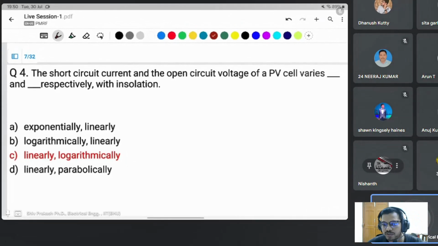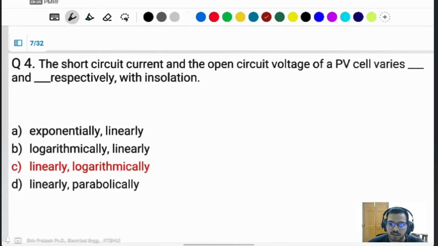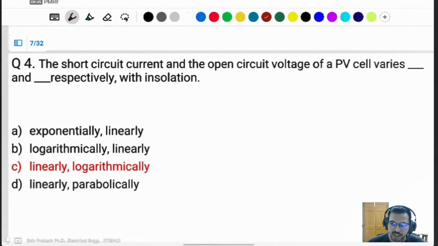However, some doubts remain. STC stands for standard test conditions, meaning standard temperature, like 25 degrees centigrade, and insolation of 1000 watt per meter square. Take this value. The short circuit current and open circuit voltage of a PV cell vary.